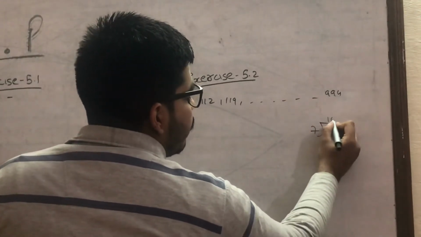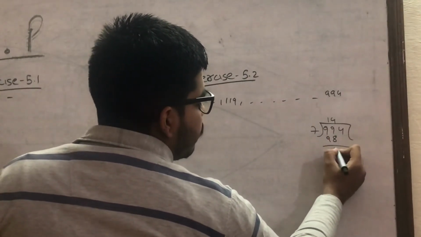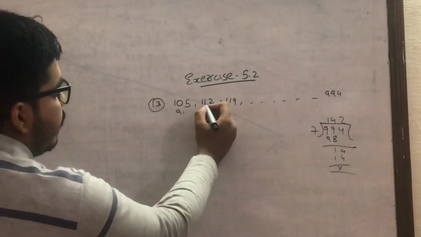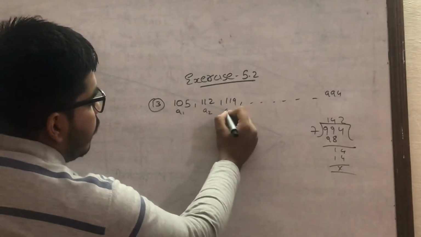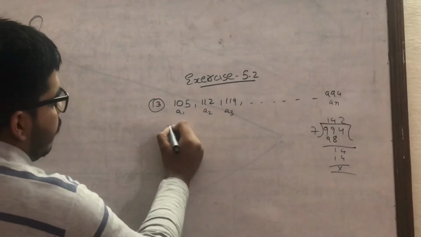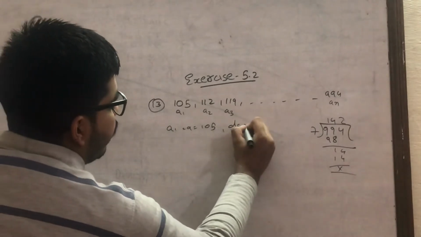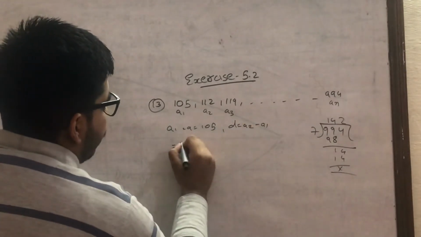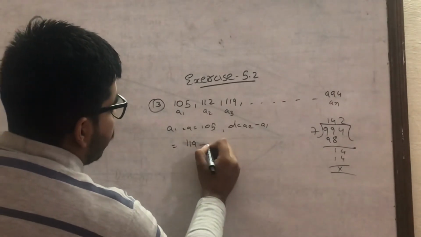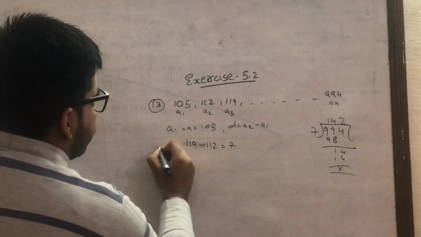7 14s are 98, carry on. A1 is 105, A2 is 112, A3 is 119, and 994 is An. A1 is equal to A is equal to 105. D is equal to A2 minus A1, 112 minus 105. One and the same thing. The common difference will come the same only. Don't worry. D is equal to 7.